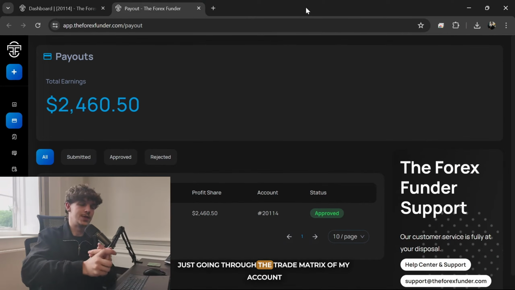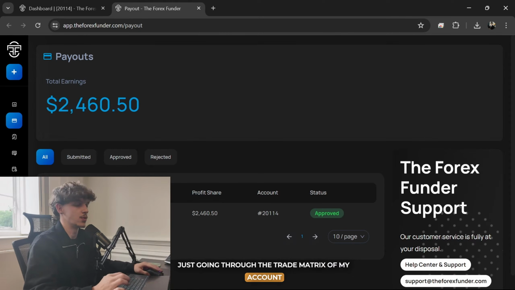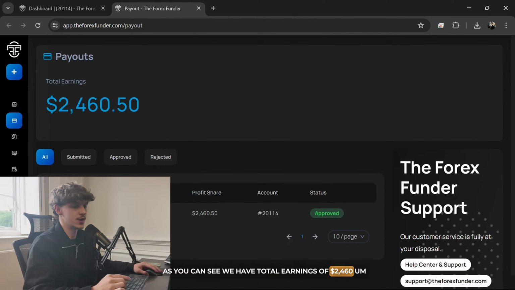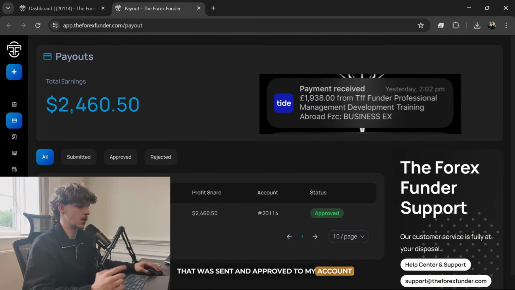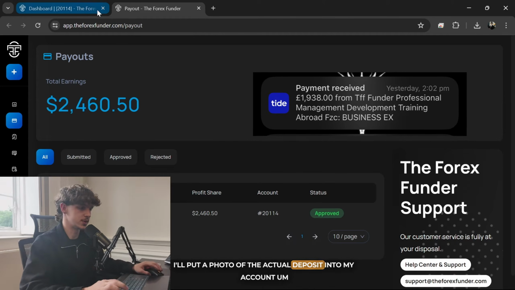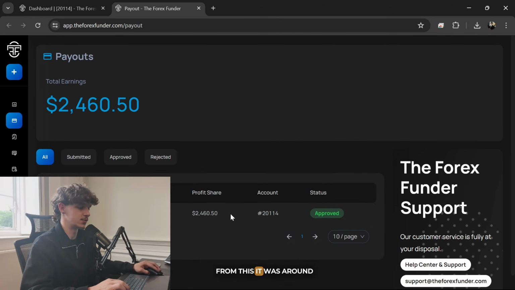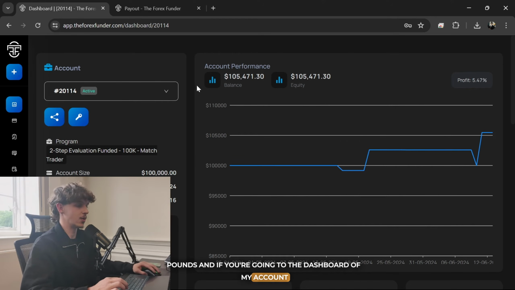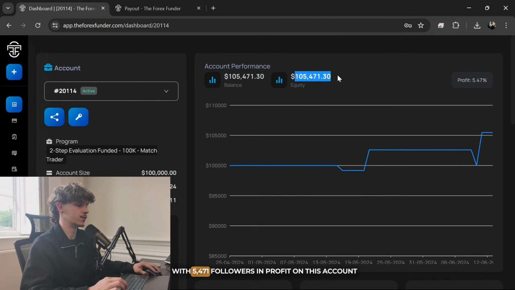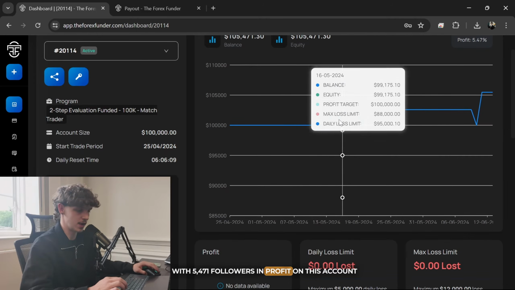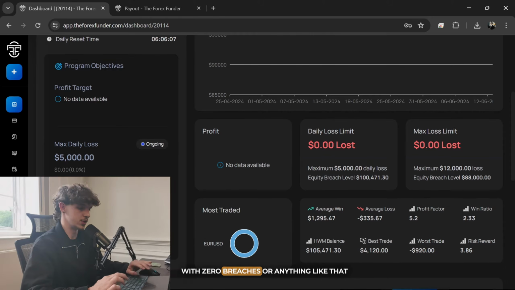First of all, just going through the trade matrix of my account. As you can see, we have total earnings of $2,460. That was sent and approved to my account. I'll put a photo of the actual deposit into my account. From this, it was around £1,000. And if you go into the dashboard of my account, this is the current funded $100,000 account with $5,471 in profit on this account with zero breaches or anything like that.